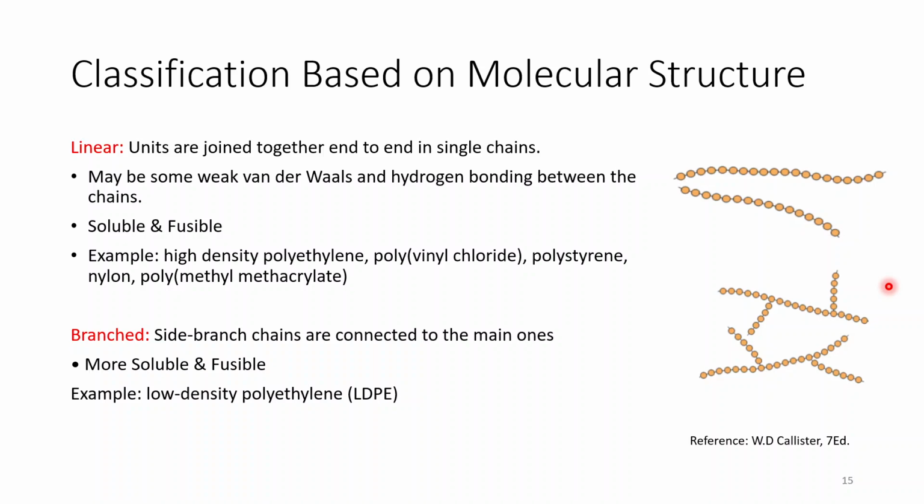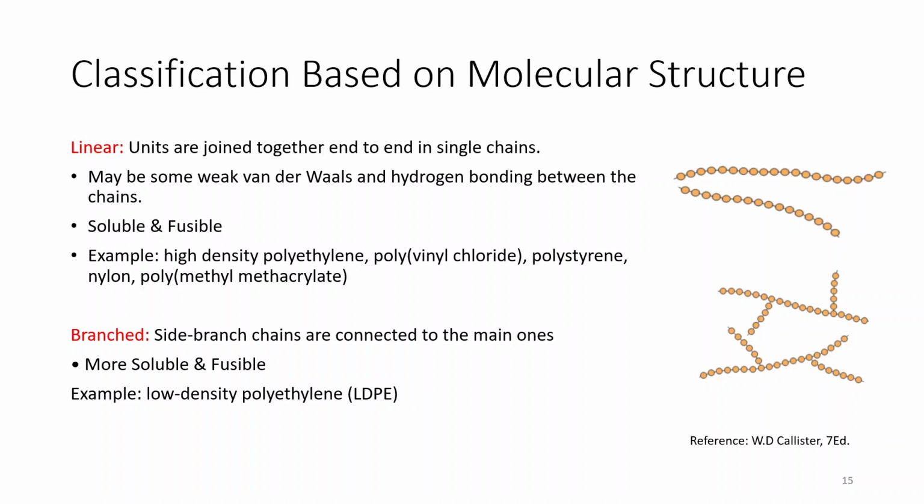Next is classification based on molecular structure. Firstly we have linear type of structures. In this case, you have units which are joined together end to end in single chains. There may be some weak van der Waals and hydrogen bonding between the chains, and along the chain you have covalent bonding. These are soluble and fusible in various solvents, and examples include high density polyethylene.